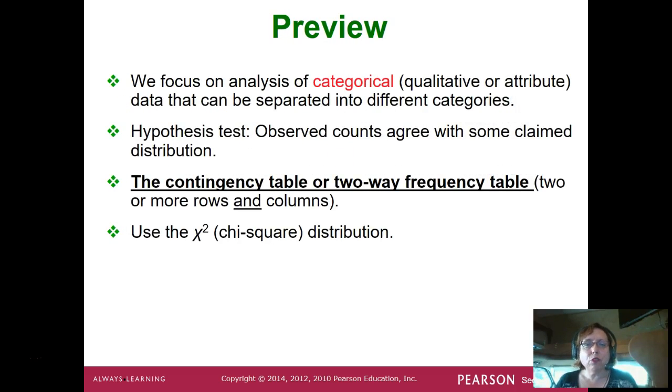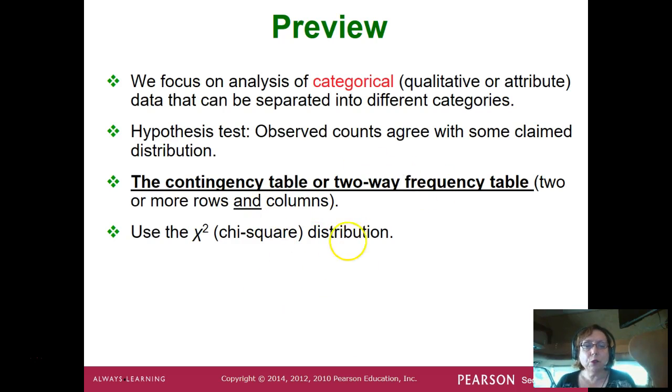So what's interesting about Chapter 11 is that we will be focusing on analyzing categorical or qualitative data, and we separate them into different categories. There are two kinds of tests here. One type of test is called the goodness of fit test, and the null hypothesis for that test is that the observed counts agree with some claimed distribution. The second type of test in section 11-3 is about contingency tables, and it's called a test of independence.